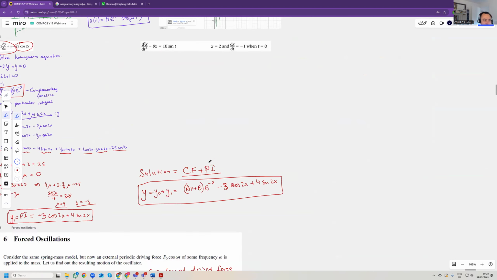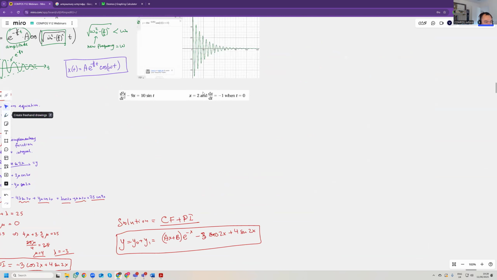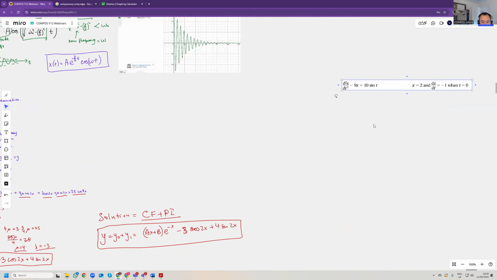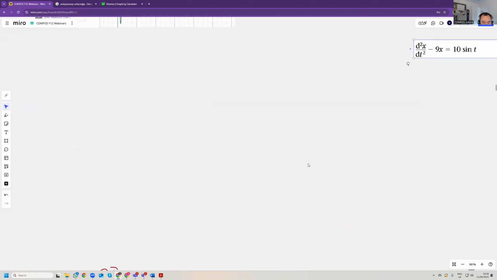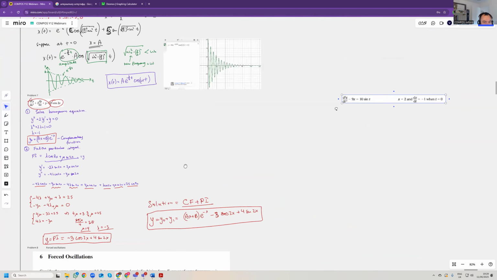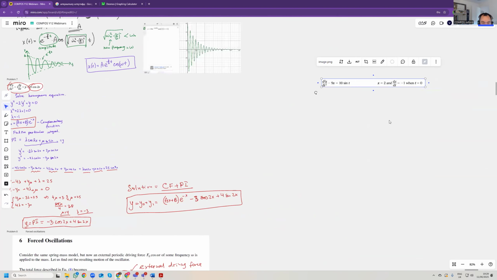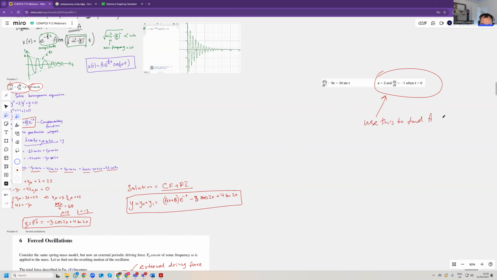We have one question remaining, but unfortunately, I don't have enough time to do it. But it's done the same way. It's just that afterwards you substitute the initial conditions. So you solve it the same way, then you substitute the initial conditions to find A and B.